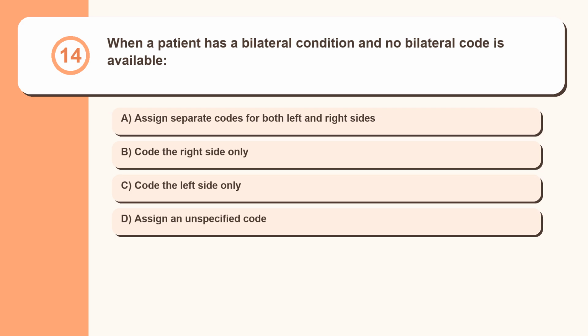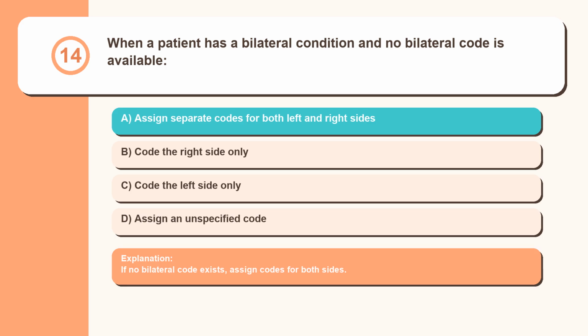Question 14. When a patient has a bilateral condition and no bilateral code is available, assign separate codes for both left and right sides. Code the right side only. Code the left side only. Assign an unspecified code. If no bilateral code exists, assign codes for both sides.